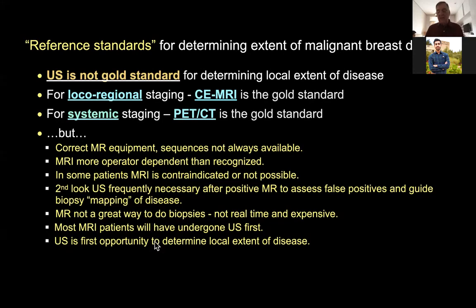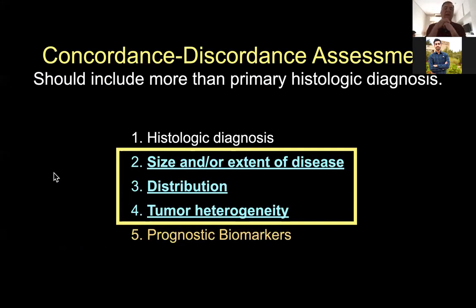So I would say that anytime you see a lesion that's BI-RADS 4 or 5 and you intend to do an ultrasound guided core biopsy, that's an ideal time to do a whole breast ultrasound and look at all the regional lymph nodes of the breast at the same time. Now, whenever we do a core biopsy under ultrasound guidance or a vacuum biopsy, we want to do a concordance discordance assessment between the histology and the imaging features. And of course, we do that for the main diagnosis. Is it benign or malignant? What type of cancer is it? But we should also do a concordance discordance assessment for the size and extent of the disease, for the distribution, and for the tumor heterogeneity. And so those are the things that we're going to be talking about today.